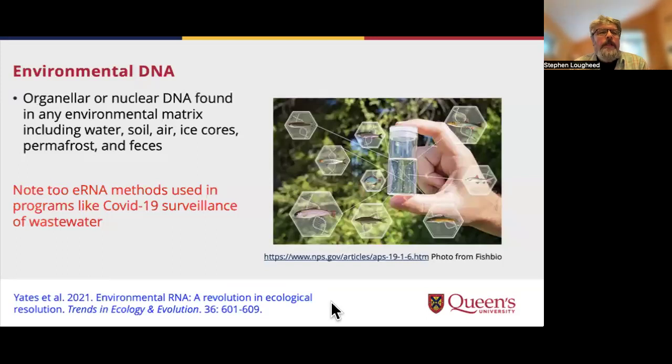Environmental DNA in the broadest sense is simply DNA that derives from organelles like mitochondria, chloroplasts, or the nucleus that is found in any environmental matrix. And that can include water, so fresh water, brackish water, or marine, from soil, from air, it can come from ice cores, it can be found in permafrost, it can also be found on the surfaces of leaves. It can be found in other environmental surfaces, biofilms, and also in feces.